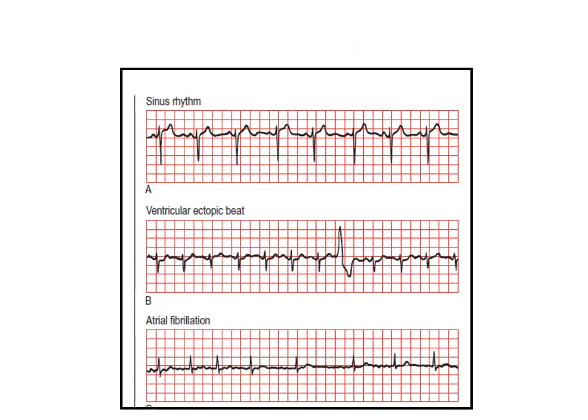This diagram represents different ECG strips that represent different rhythms. So this is the normal sinus rhythm, while the middle panel shows occasional irregularity due to ventricular extrasystole, and this is chronic irregularity in case of a common arrhythmia encountered, named atrial fibrillation.